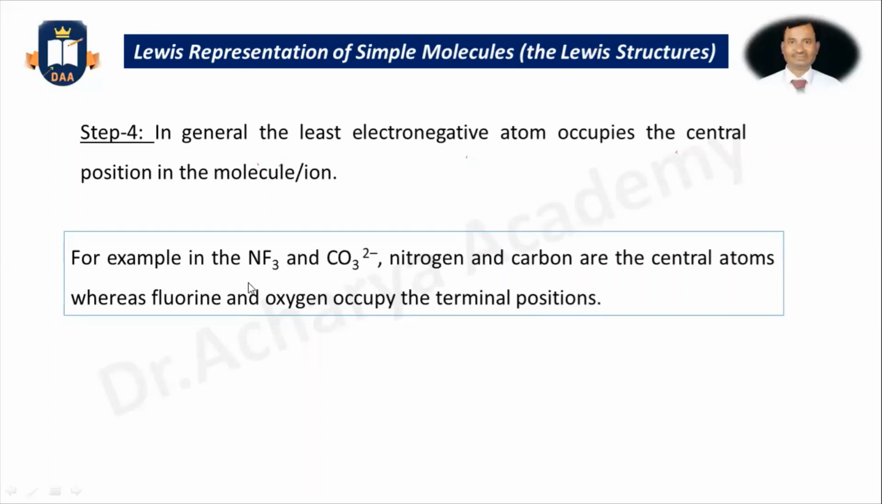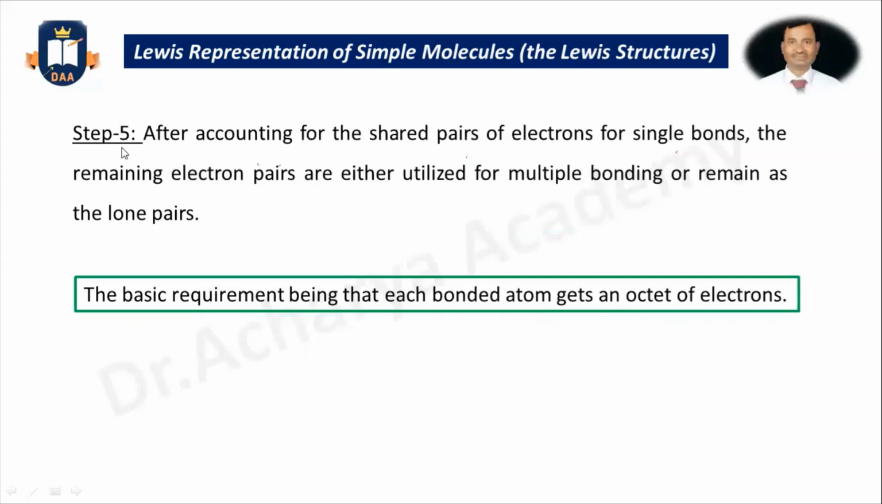And in this case, fluorine is comparatively more electronegative, and oxygen also is comparatively more electronegative in CO3 2-, so they will occupy the terminal positions. Step number 4. After accounting for the shared pairs of electrons for single bonds, we know that one pair of electrons is there. The remaining electron pairs are either utilized for multiple bonding or remain as lone pairs.